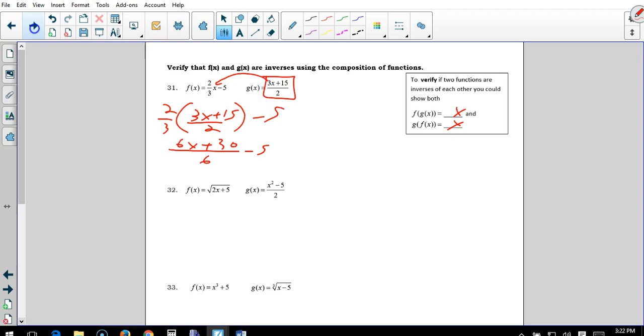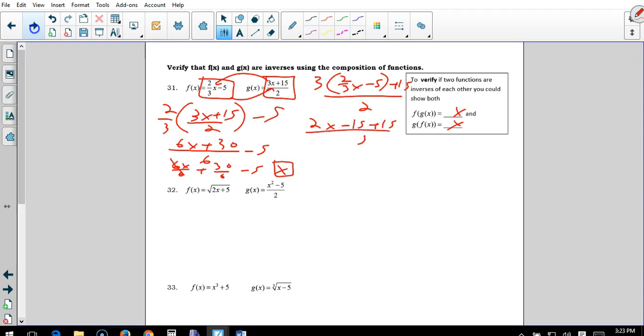Well, I can write that as 6x over 6 plus 30 over 6 minus 5. 6x over 6 is 1x. 30 over 6 is 5, and 5 minus 5 is 0, so this comes out to be x. Now, I'm going to plug this in there. So I have 3 times (2/3 x minus 5) plus 15, all over 2. So I'm going to set the 3 in first, and the 3 is going to cancel, giving me 2x minus 15 plus 15 all over 2. Well, those are going to cancel, leaving me 2x over 2, which is simply x. So the answer is yes, they are inverses.